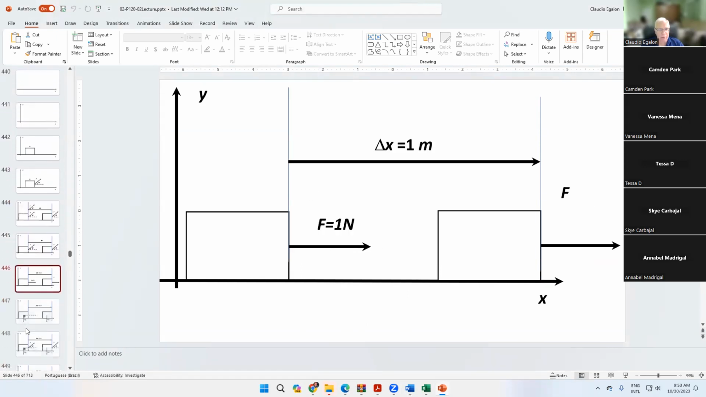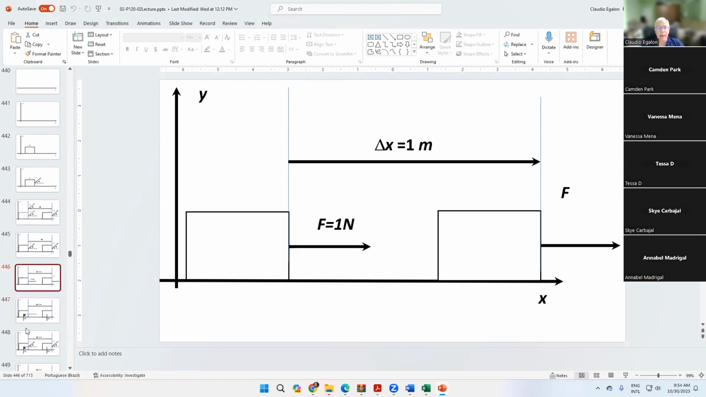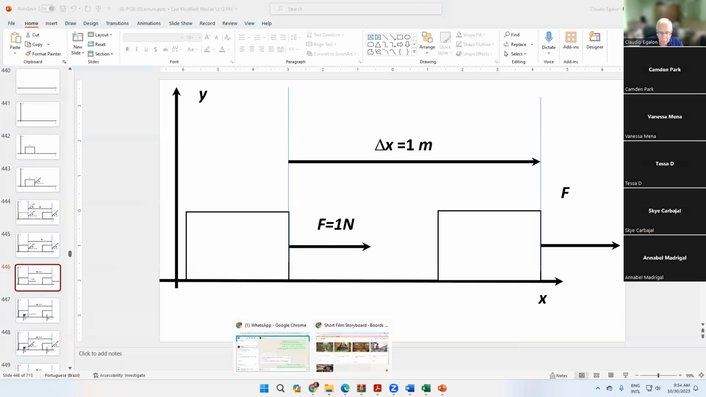That's the mathematical definition of work. Let's say here we have another force in the horizontal direction. This force is 1 Newton. The object displaces 1 meter. Then the work done by this force is going to be 1 meter times 1 Newton. So here we go, mathematical definition of work.